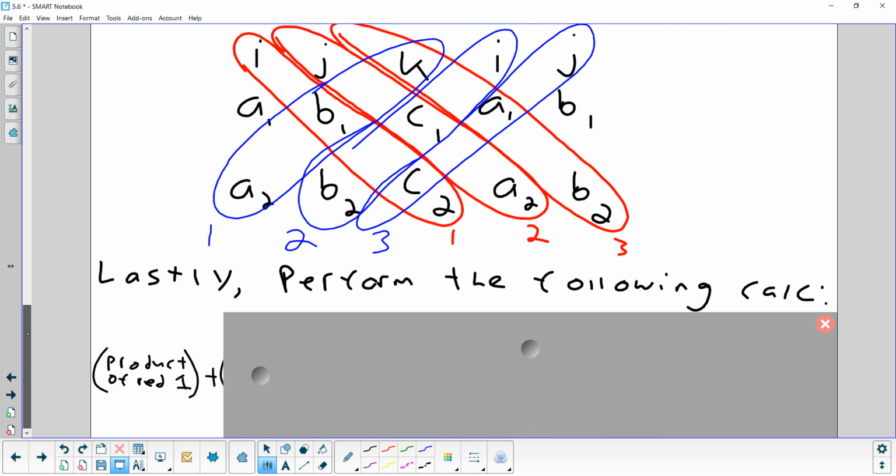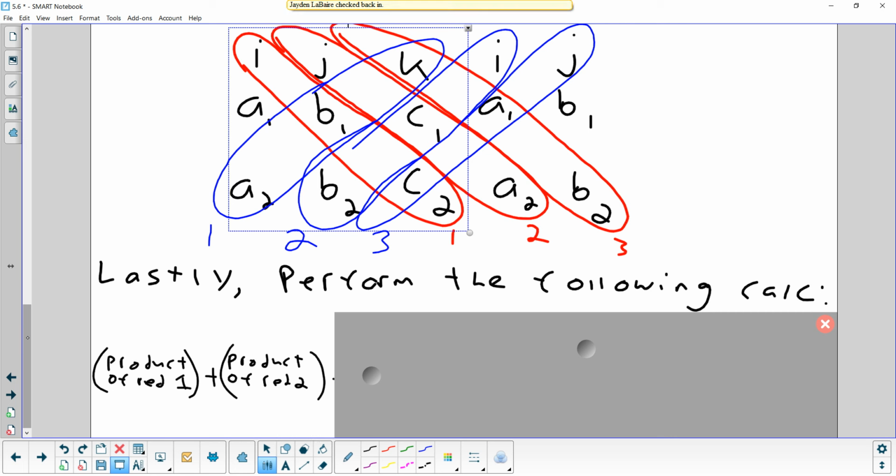So the first thing we're going to do is find the product of everything on the red diagonal I called number 1. So you're going to multiply I, B1, and C2 together. And remember, the B1 and the C2 are going to be numbers. So it could be like I times 2 times 3. So that would be 6I. Right? But those are going to be numbers.